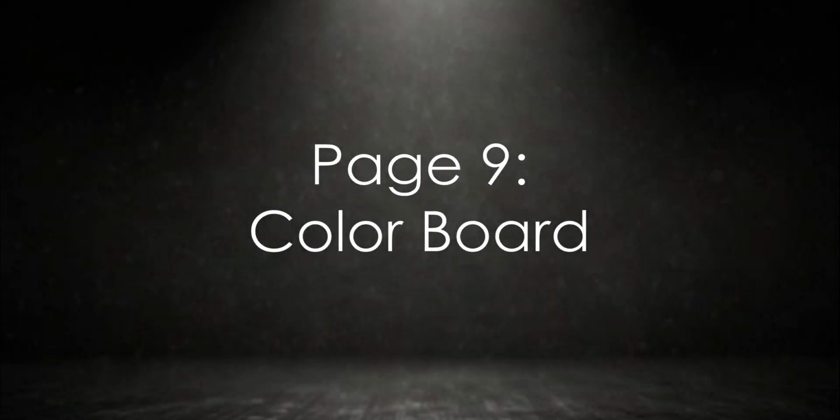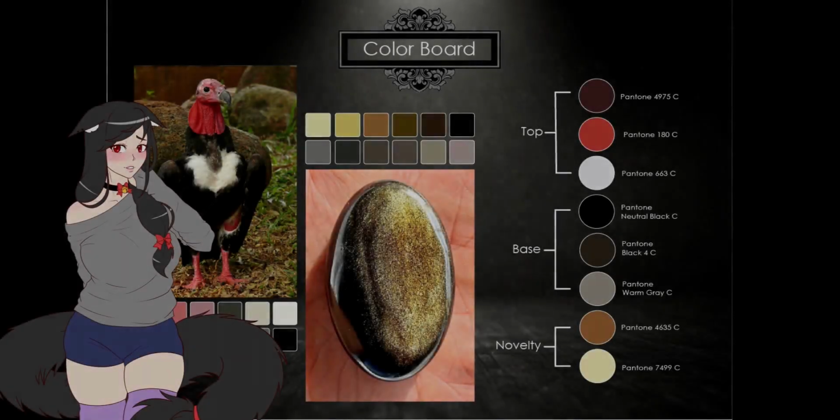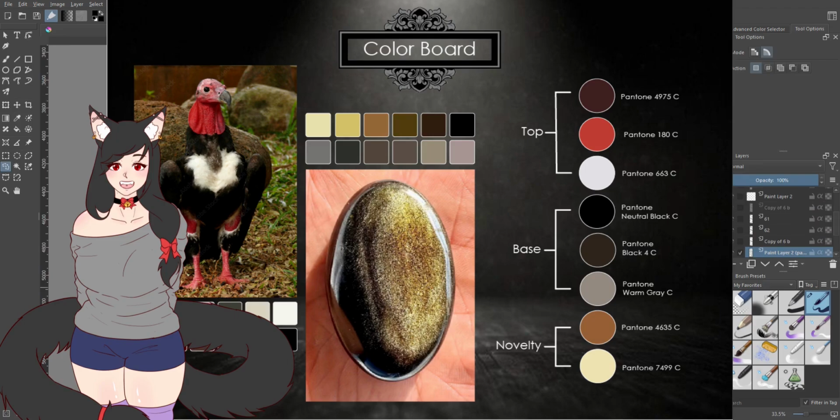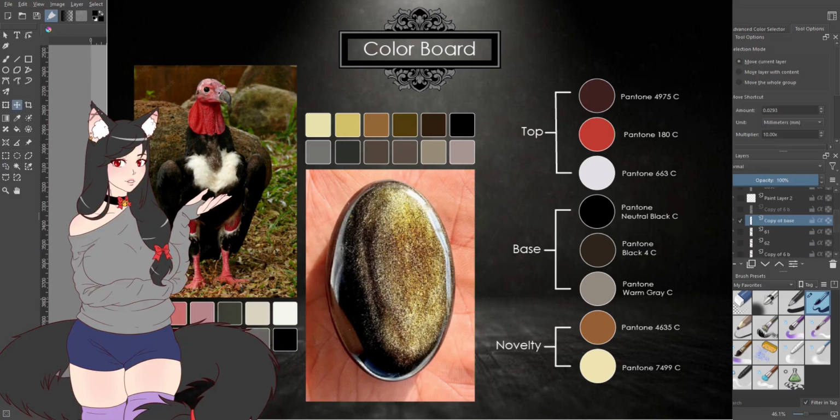Page 9, color board. Now this is where the fun sort of starts to begin. As a part of a color board, you can pick either 1 to 2 pictures that are your theme or are loosely related to your theme. For me, I chose a red-headed vulture, of course, as well as a gold-flecked obsidian, which I feel like would go perfectly with a Gothic elegant aesthetic.